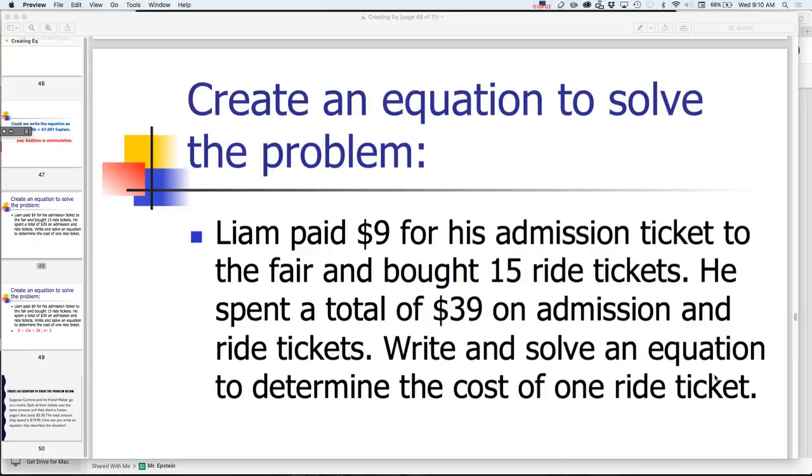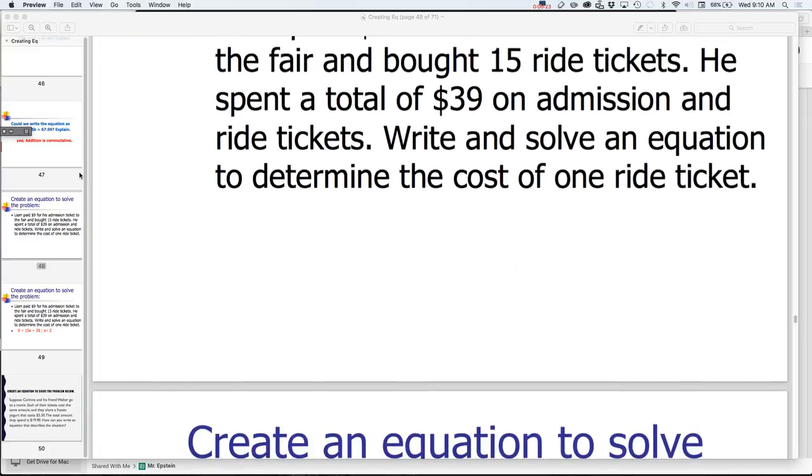Okay, so this is part 2 to the video. This is creating an equation to solve the problem, which is where we left off. We had Liam paid $9 for his admission ticket to the fair and bought 15 ride tickets, and so on. This one you should already have copied. This was in the part 1 video on Monday. So we're going to go to the next slide.